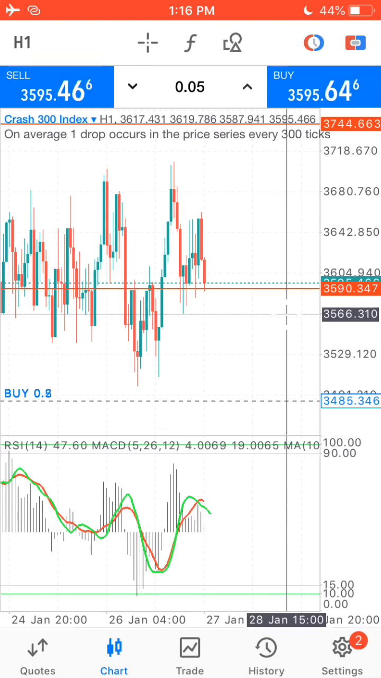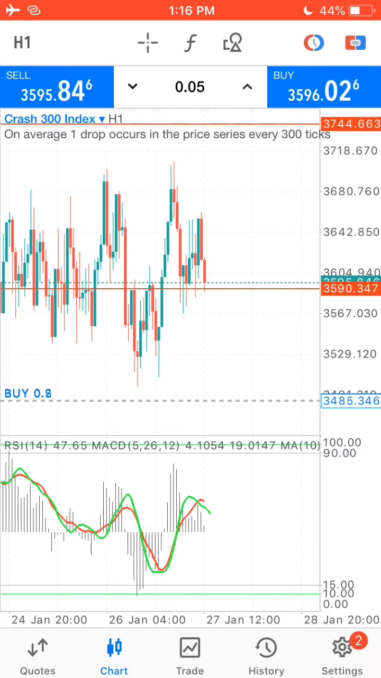Having seen that this was a scalping market, you might be asking, so how did you know it's time to scalp the market? Of course, I have the RSI running, I have the MACD, and also the moving average. So I'm using a total of three indicators to trade the Crash 300: the MACD, the relative strength index, and the moving average.